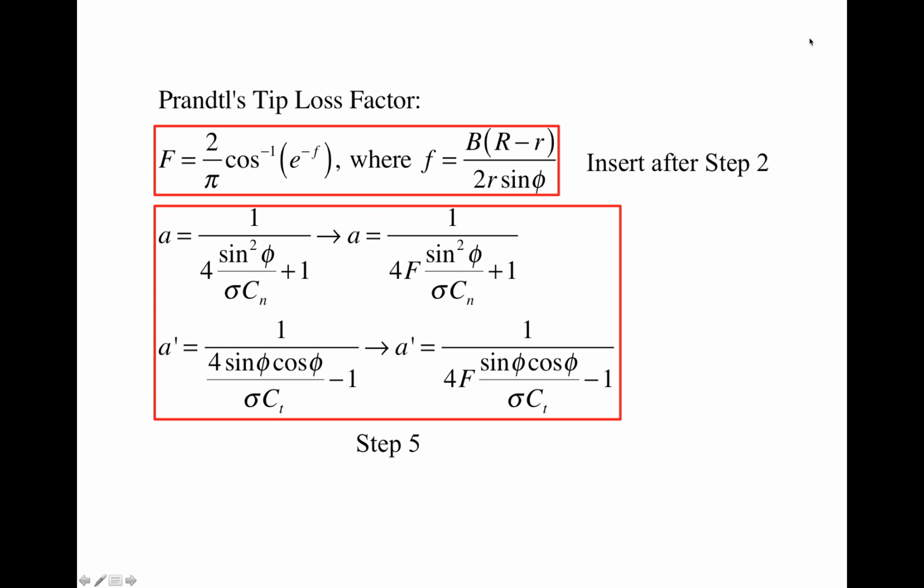And this factor F, which is called Prandtl tip loss factor, is defined in this particular way. F equals 2 divided by pi, times the inverse of the cosine function, the arccosine. The input to the arccosine function is the exponential function with the exponent given by minus f. And f is given by this particular expression, which is based upon the radius of the ring, and then the phi angle. The angle phi is the angle of the relative wind.